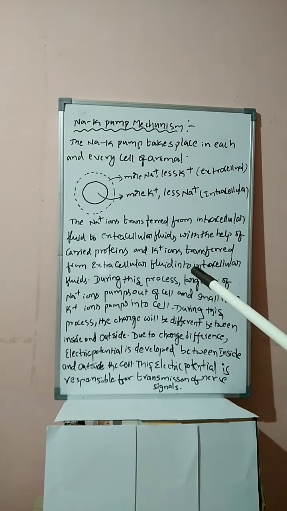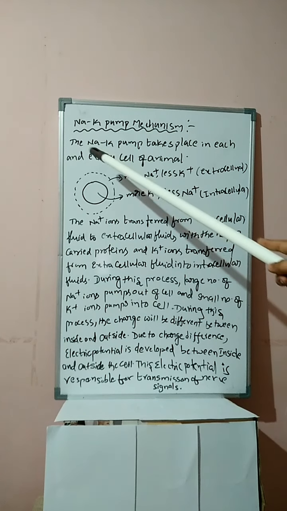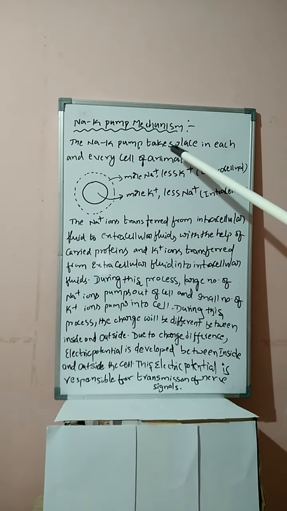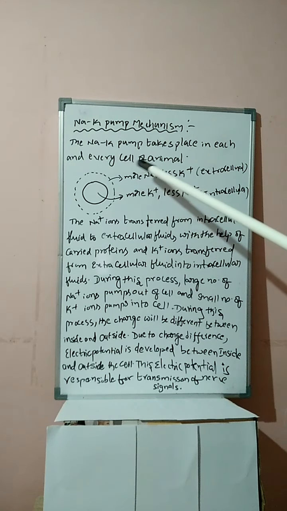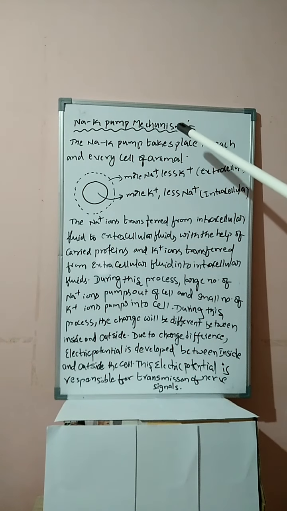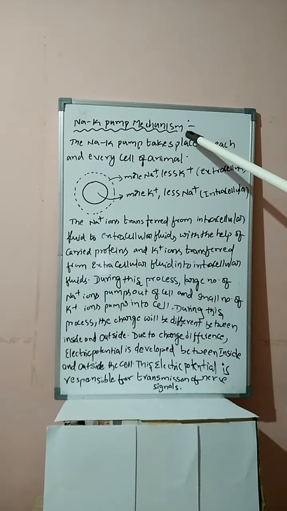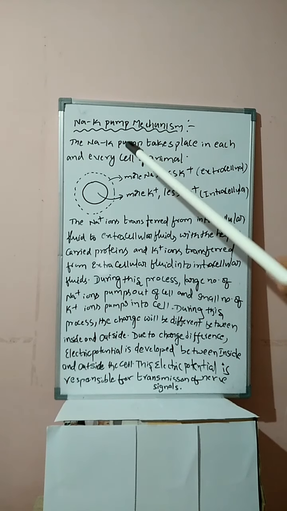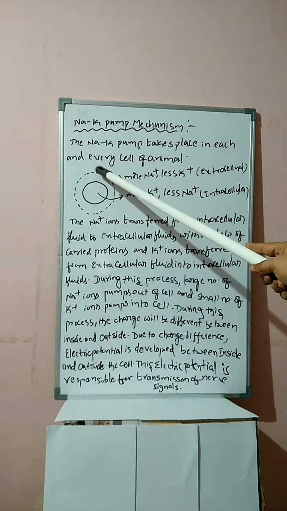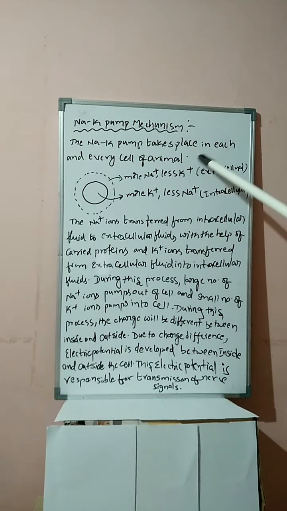Sodium-potassium pump mechanism. Entire theory part only, but very easy and very simple. Neatly we are discussing slowly, step by step. The sodium-potassium pump takes place in each and every cell of an animal. This sodium-potassium pump mechanism can be used for the transmission of nerve signal from one neuron to another neuron. This mechanism can take place in each and every cell of an animal.